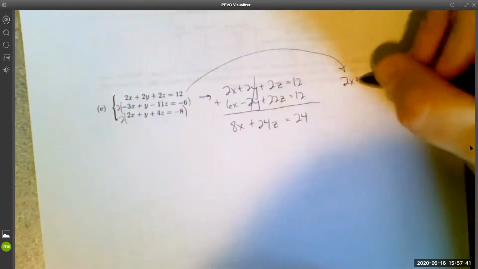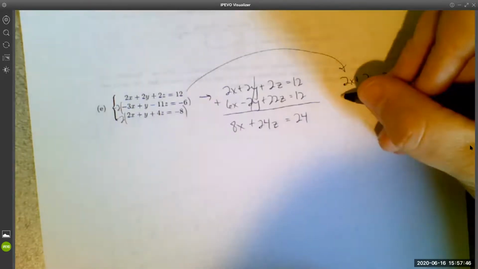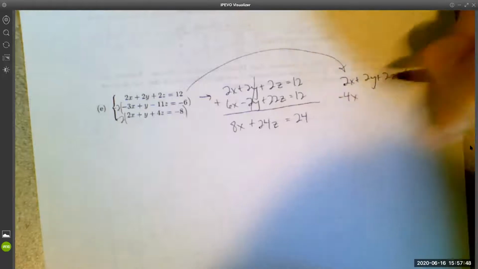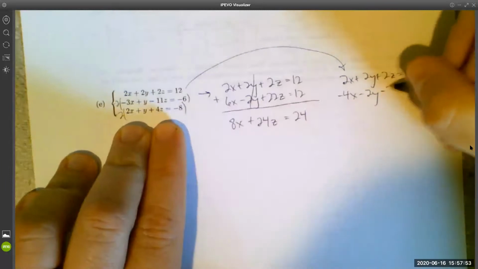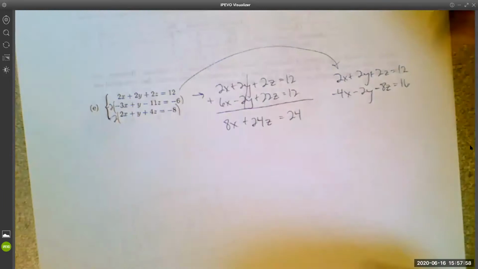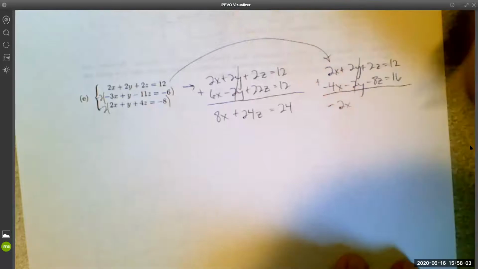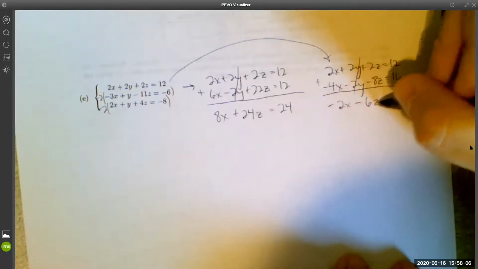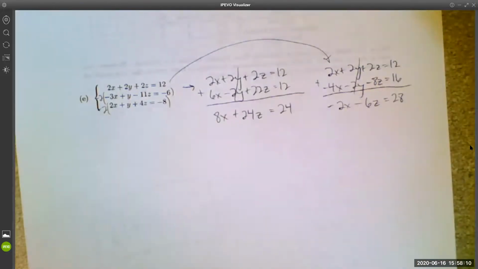I'm going to get 2x plus 2y plus 2z equals 12, and -4x minus 2y minus 8z equals 16. I add those up. I have -2x, the y's cancel, I have -6z, and that equals 28. Okay, so now I've got my new system.